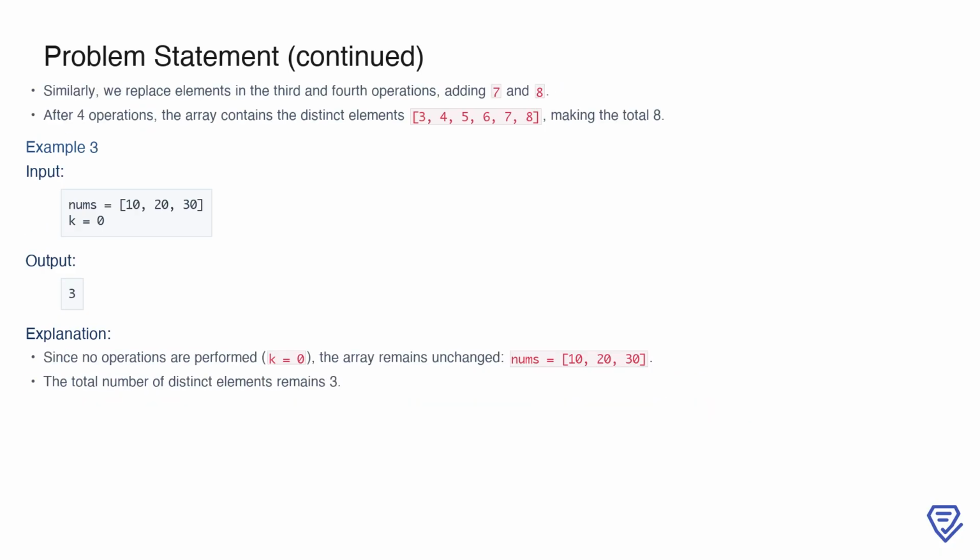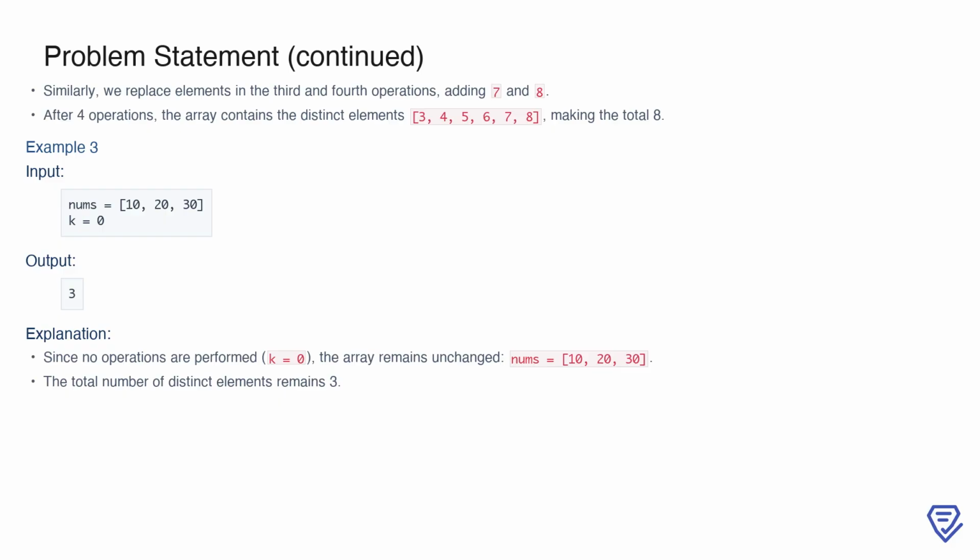Continuing with the same example, we perform two more operations. In the third operation, we remove another element, such as 3, and replace it with a new element, like 7. This updates the array to 4, 5, 6, 7. Finally, in the fourth operation, we remove an element, such as 4, and replace it with a distinct element, such as 8. The array becomes 5, 6, 7, 8. After performing all four operations, the array contains the distinct elements 5, 6, 7, 8. The total number of distinct elements is therefore 8.